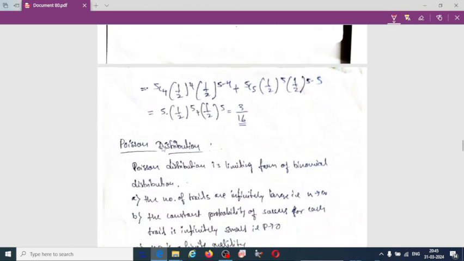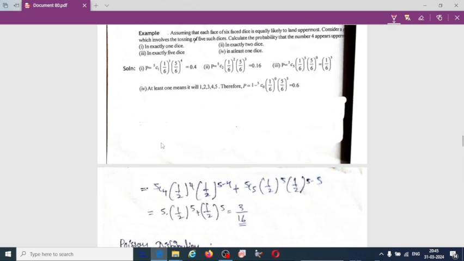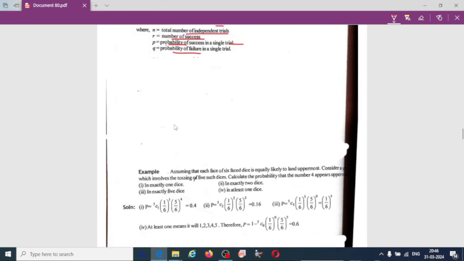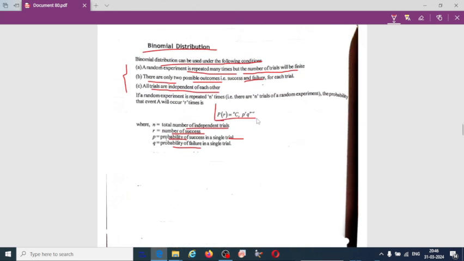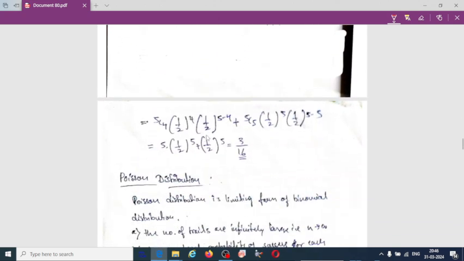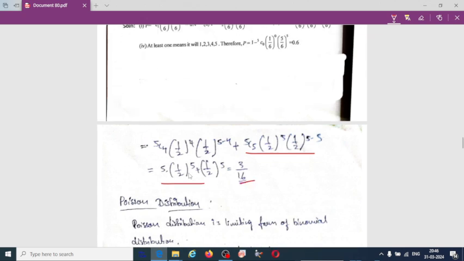Then you can solve this example here. P of 4 and P of 5, the standard formula for binomial distribution, is what? This one. So put the values n and r in this equation for P of 4 and P of 5, and calculate. You are going to get the binomial probability, that is 3 divided by 16.